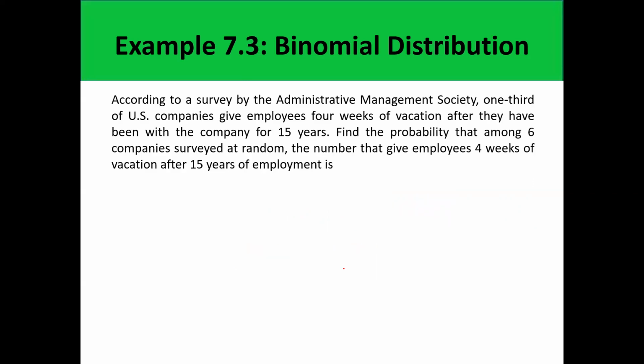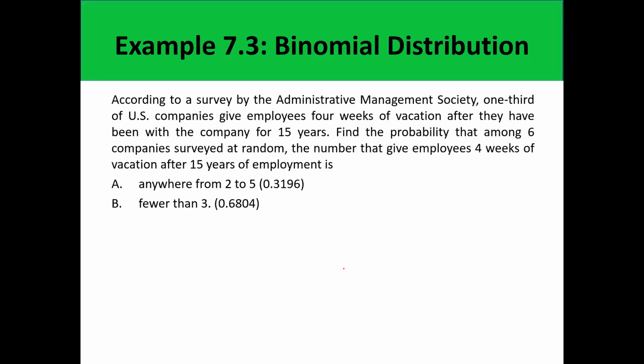Okay, let's proceed to another example. According to a survey by the Administrative Management Society, 1/3 of US companies give employees 4 weeks of vacation after they have been with the company for 15 years. Let us find the probability that among 6 companies surveyed at random, the number that give employees 4 weeks of vacation after 15 years of employment is, letter A, anywhere from 2 to 5, and letter B, fewer than 3.